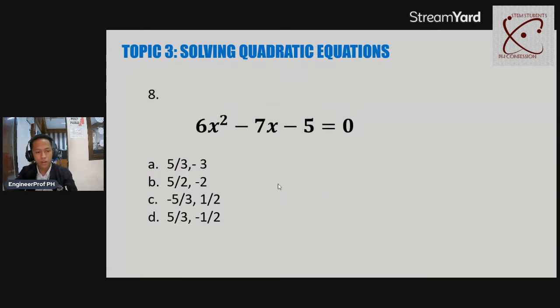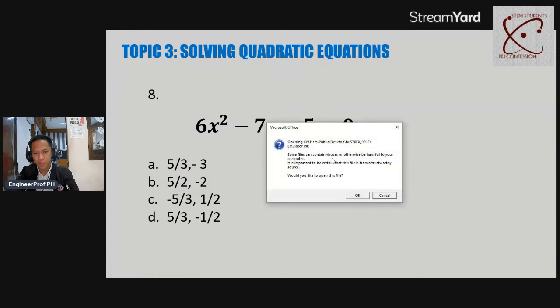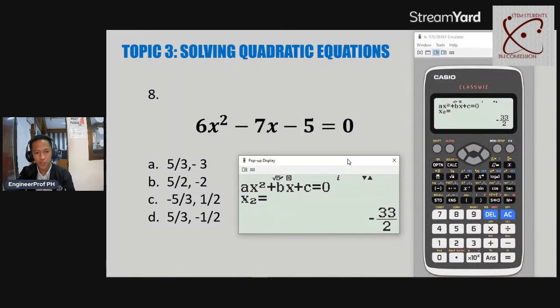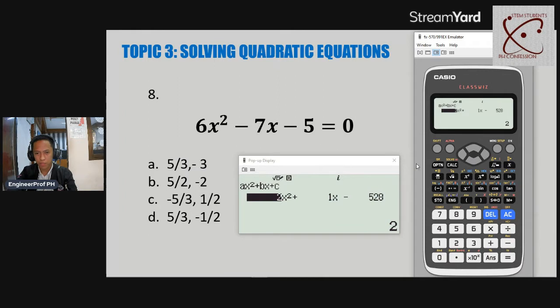So, here we go to our next problem. Okay? We go to the next problem right away. That was fast, 8 problems solved already using Casio. So, our problem is 6x squared minus 7x minus 5 equals 0. We are going to compute for the roots. So, let's input again. Okay, let's repeat the process.